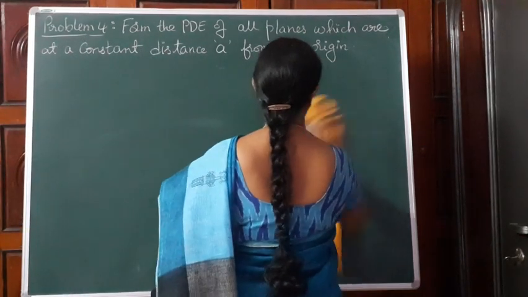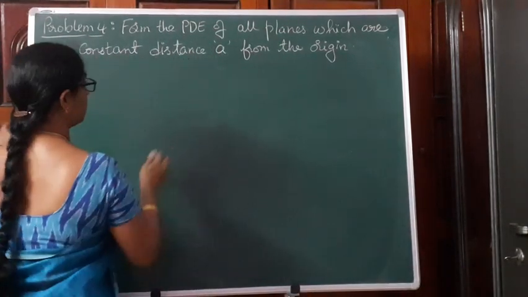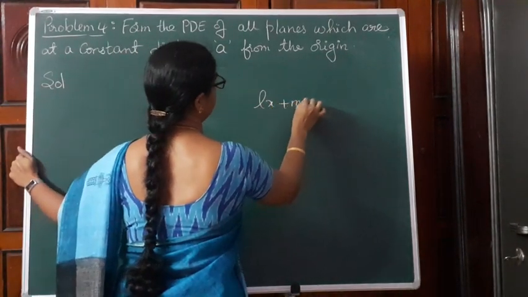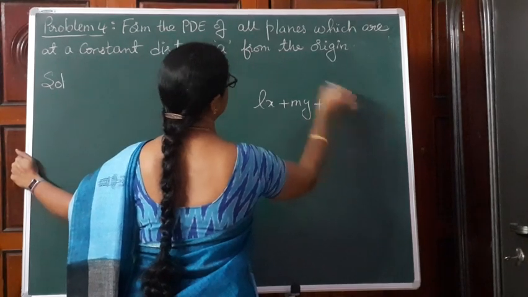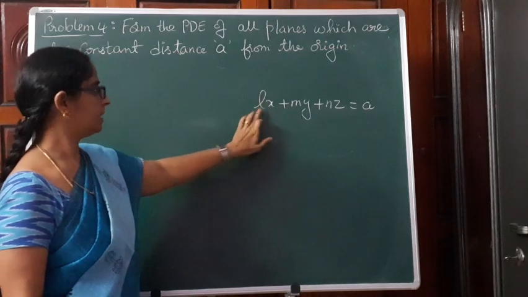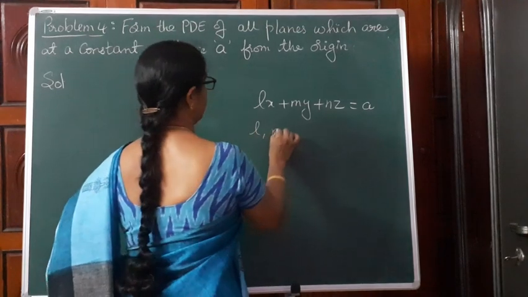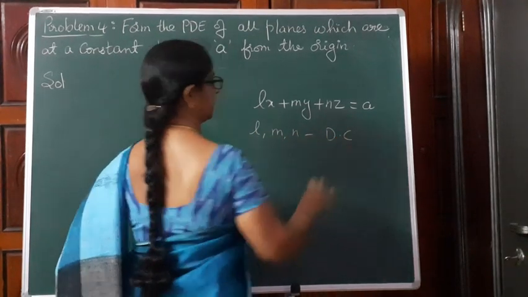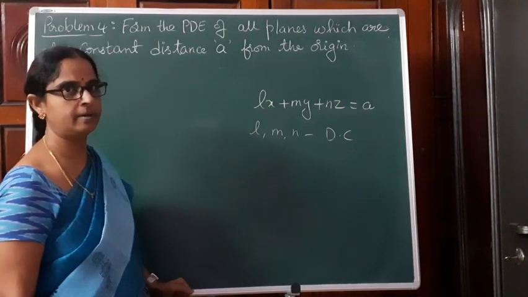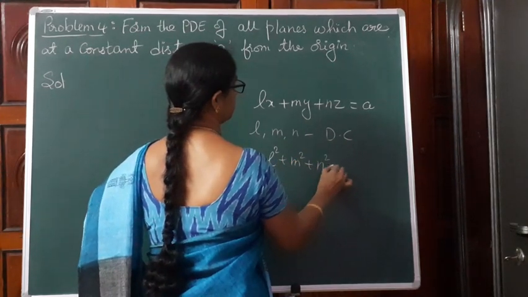So how does that plane equation look like? The plane equation in normal form is given by lx plus my plus nz is equal to the perpendicular distance a. This is a plane equation in normal form. What are these l, m and n? These are called direction cosines. What is the relation between l, m and n? Direction cosines. Do you remember that? l square plus m square plus n square is equal to 1.